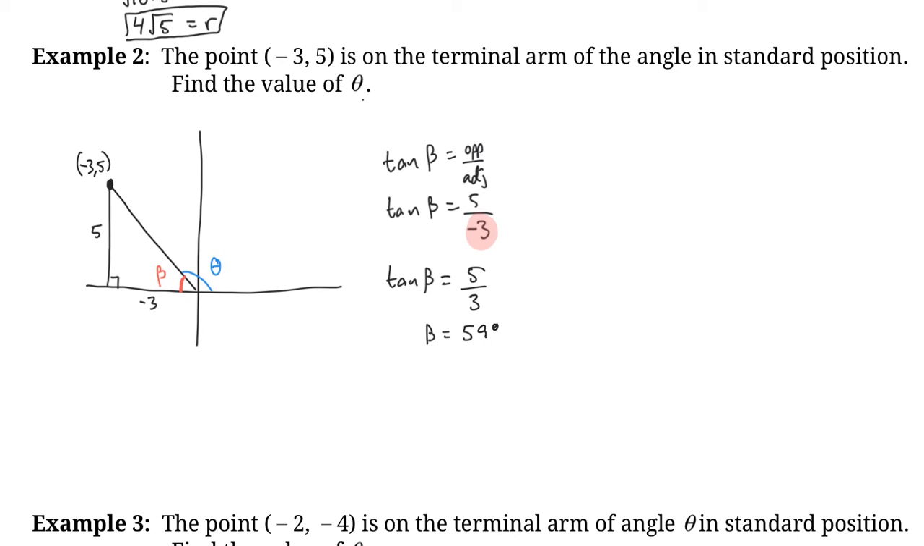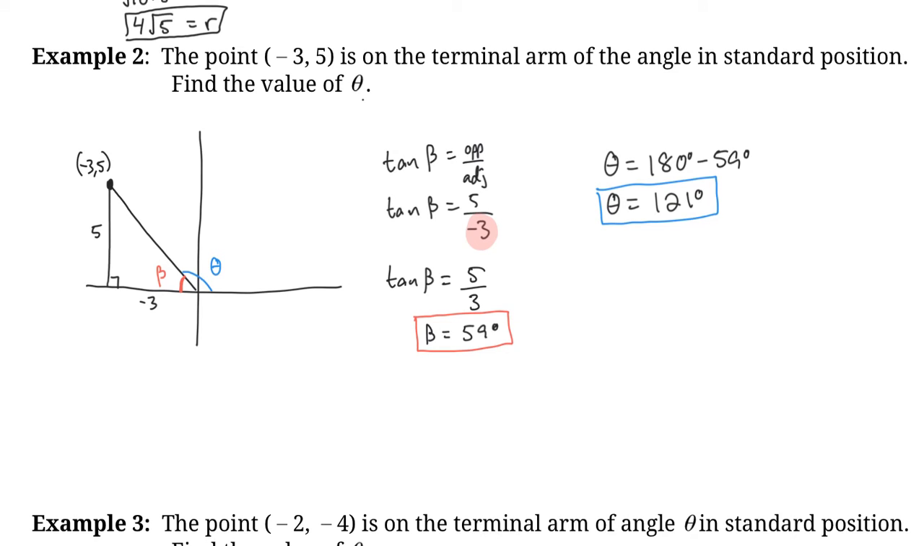But that's this angle beta, that's our related acute angle, and we're being asked to find theta, the principal angle. So in order to find theta, we need to subtract our related acute angle from 180 degrees. So theta is just equal to 180 degrees minus 59 degrees. And that means theta is just equal to 121 degrees. And that's it. That's our principal angle.